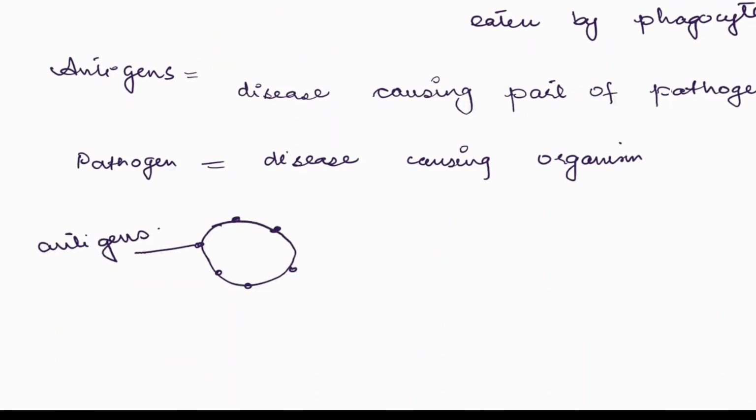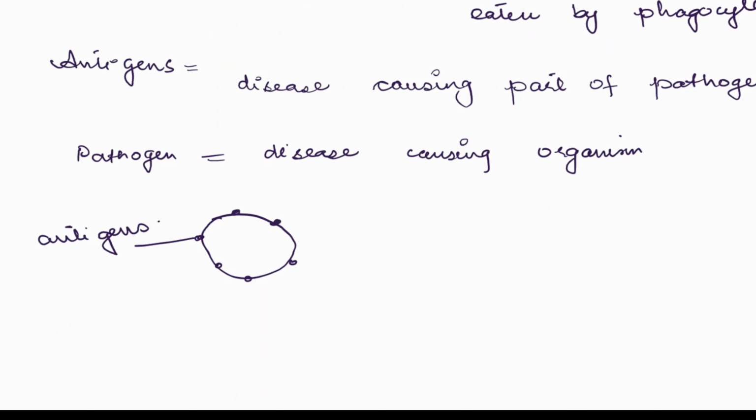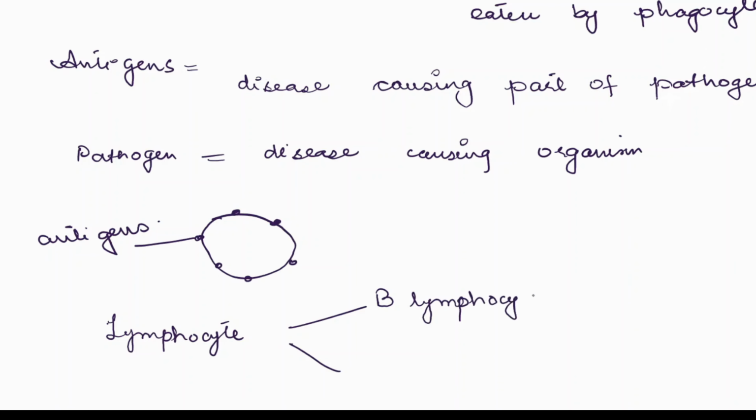Then we learned about different types of lymphocytes. Lymphocytes have two major types. One is the B lymphocyte and the other one is the T lymphocyte. It depends on where they are produced, like the bone marrow or the thymus. The B lymphocytes are more active, or they directly attack the antigen. They are more powerful.